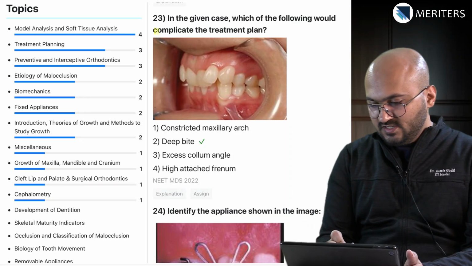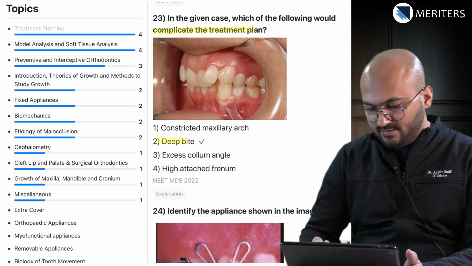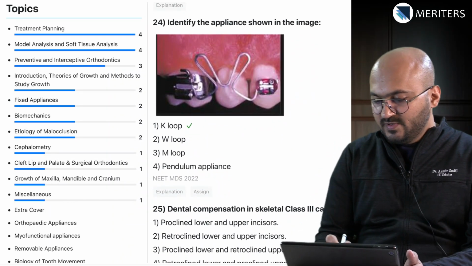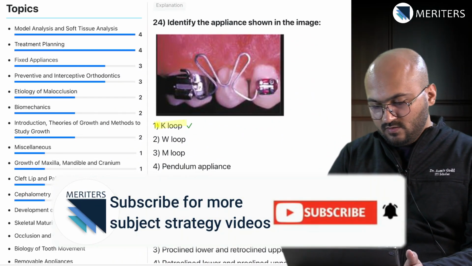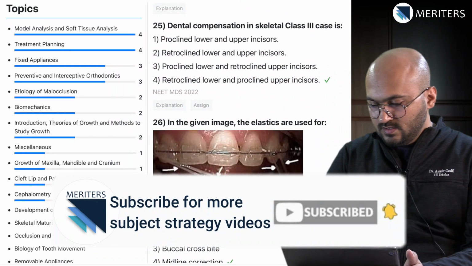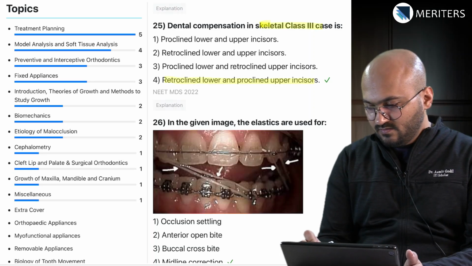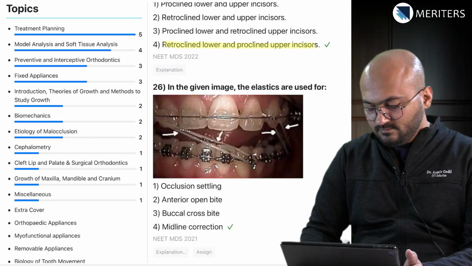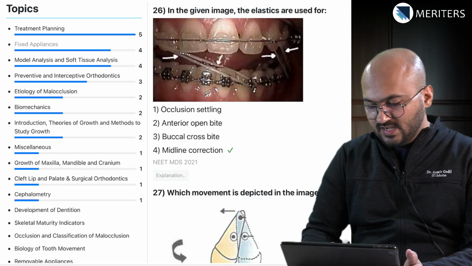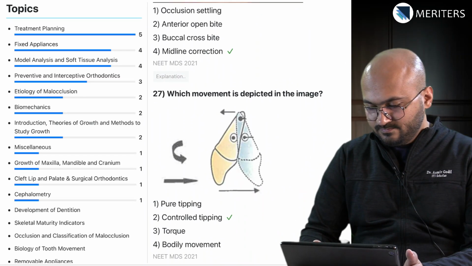And the next question is on treatment plan. What is going to complicate the treatment plan? Then we have an image-based question on K-loop, which is on fixed appliance. Then dental compensation, which is a part of treatment plan for class 3. And here you have elastics for midline correction. So that's fixed appliance.